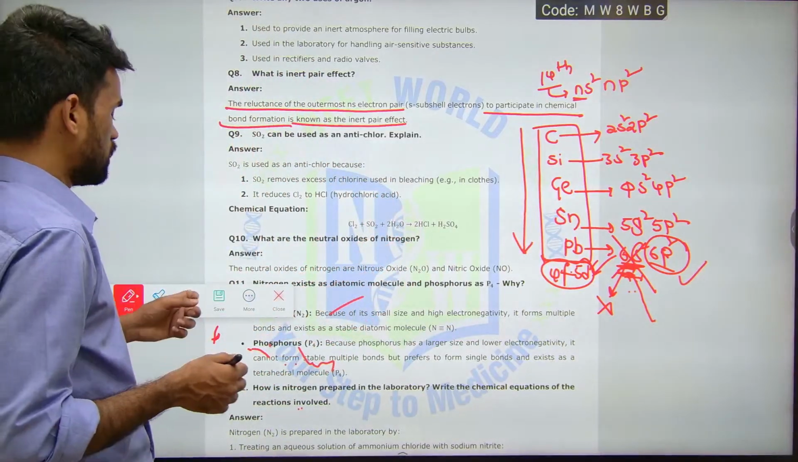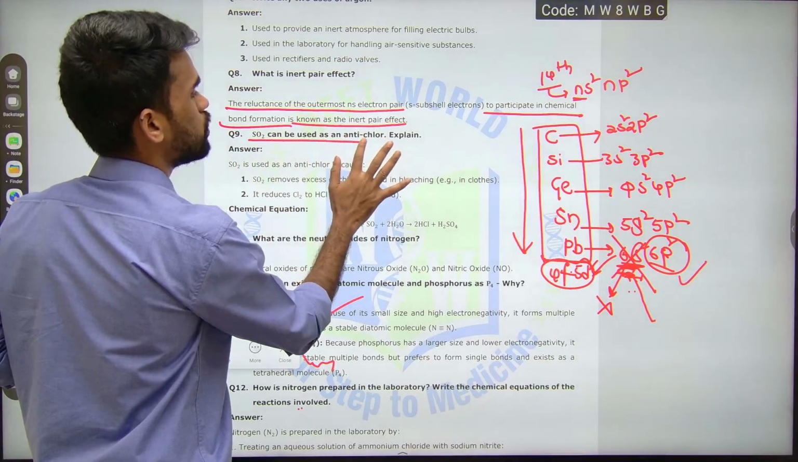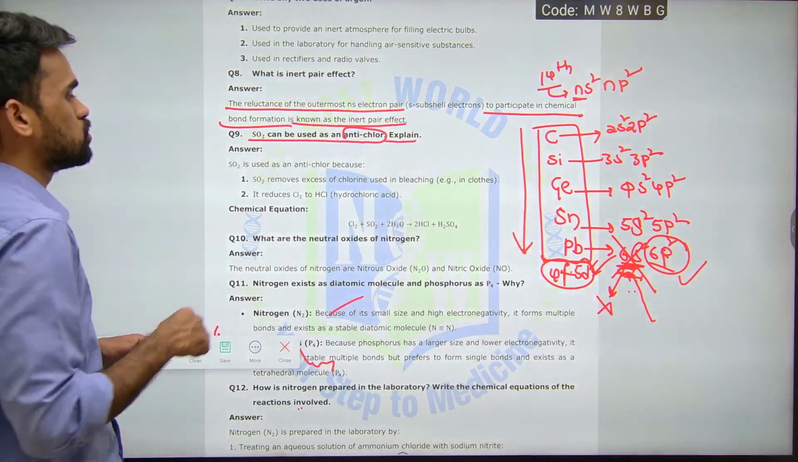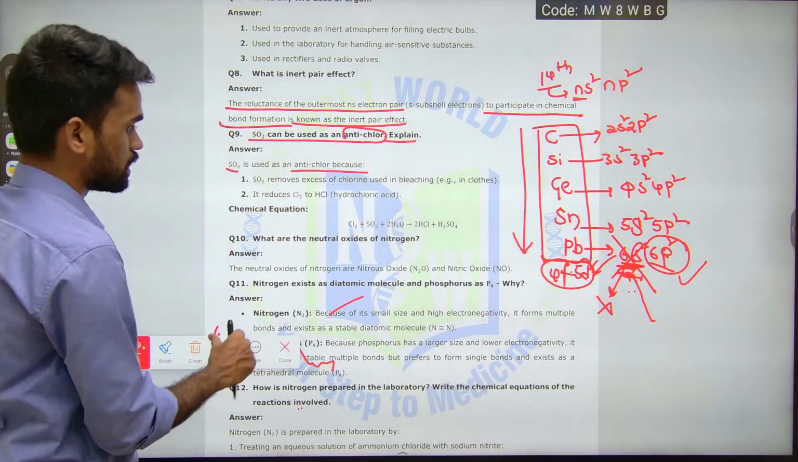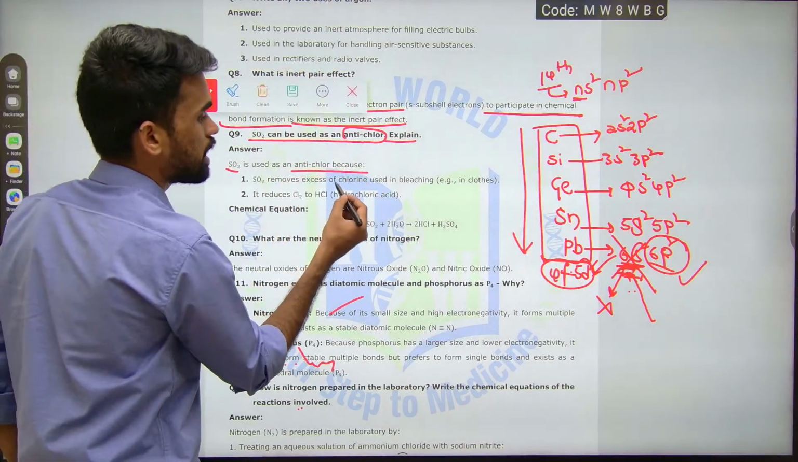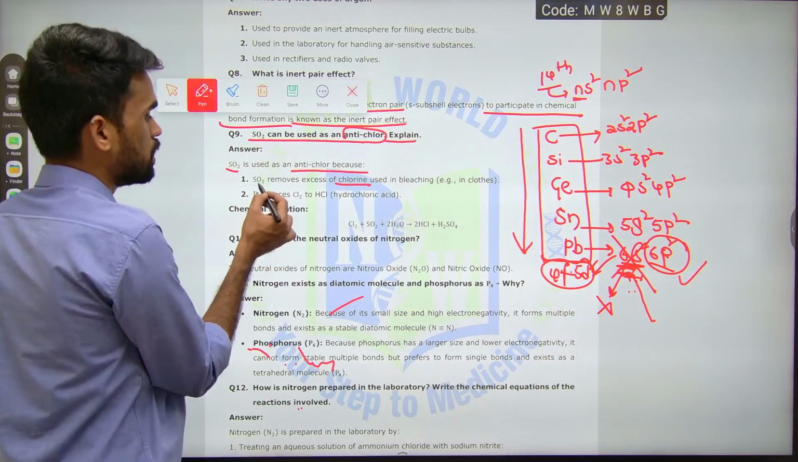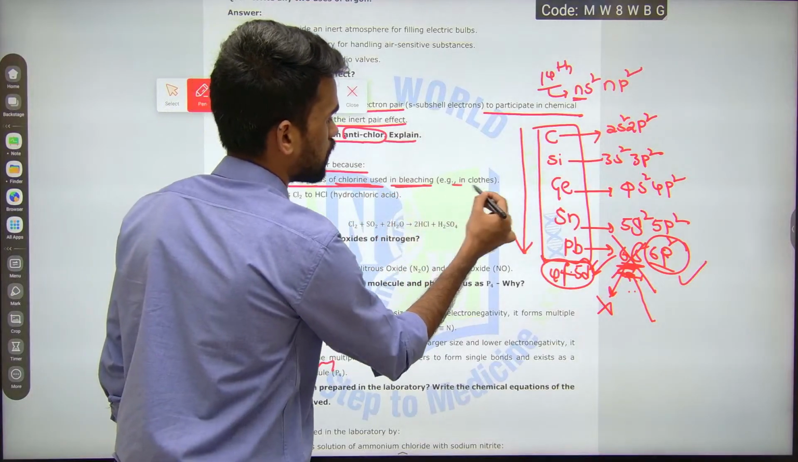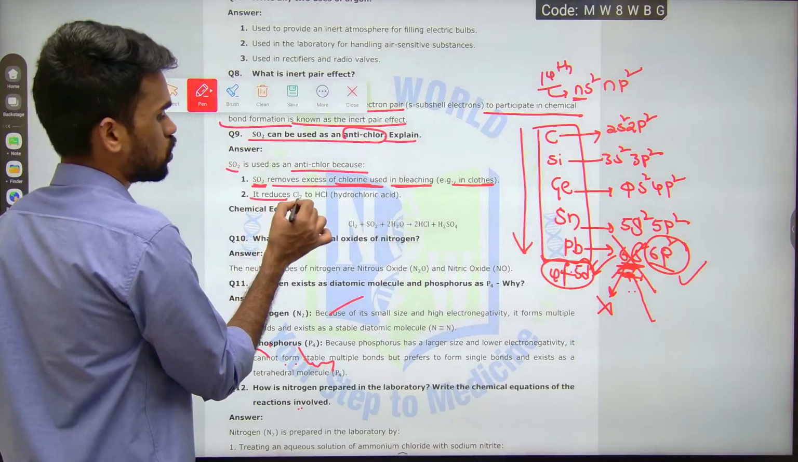Okay, right. Now listen to the next question. SO2 can be used as an anti-chlor, explain. SO2 is used as an anti-chlor because SO2 removes excess chlorine. Anti-chlor means removal of chlorine. SO2 removes excess chlorine used in bleaching, like for cloths. It reduces chlorine to HCl.